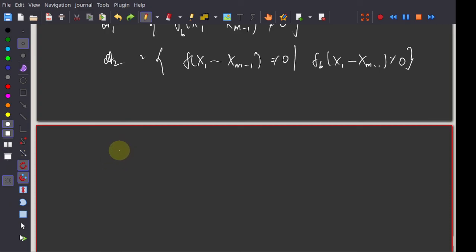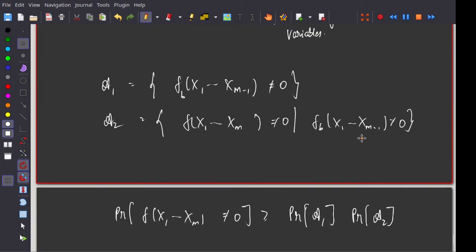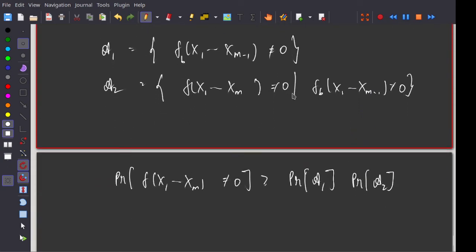So I can write the probability that f of x1 to xm is not equal to 0 is greater than or equal to the probability of event a1 times the probability of event a2. The probability that f of x is not equal to 0 is greater than or equal to the probability that f of x is not equal to 0, given this, times this probability.